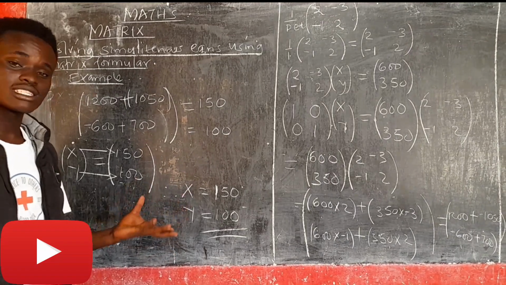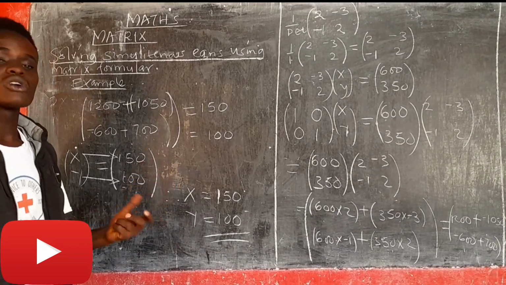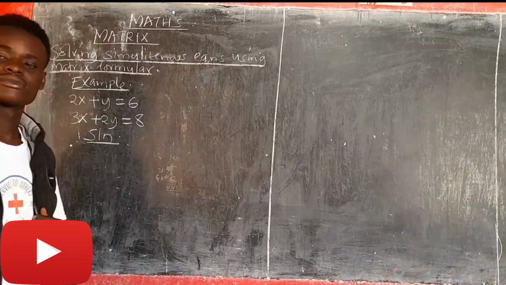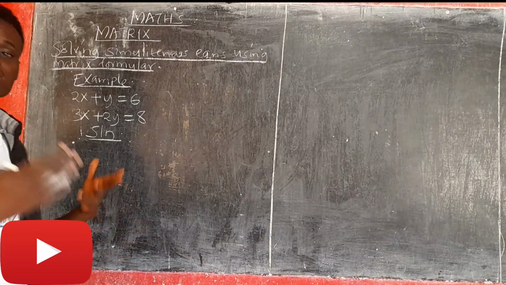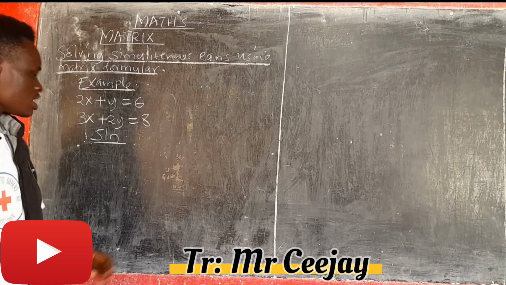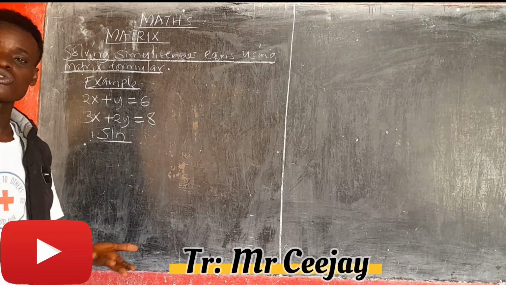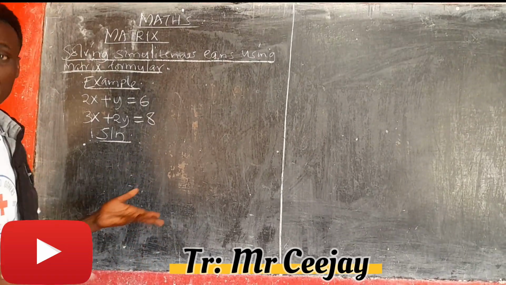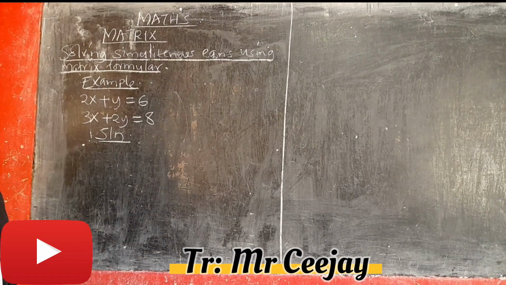I'm going to do another example, then now we will be able to understand it fully. Okay, welcome to the second example. We are going to use the matrix formula as well to get the values of the unknowns, that is x and y, of course, the other way around.